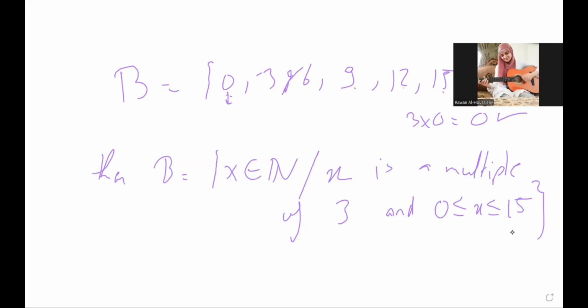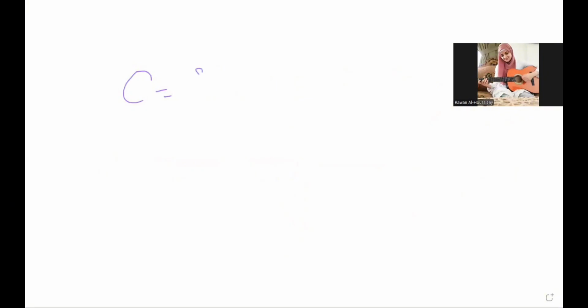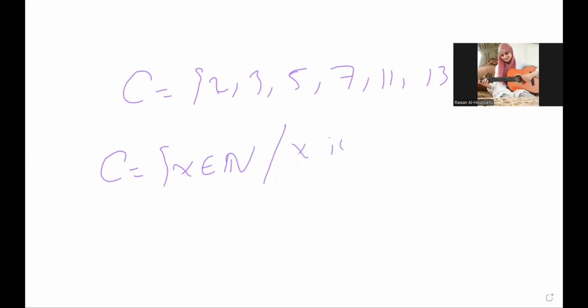Okay. The last example about comprehension form. C is 2, 3, 5, 7, 11, and 13. So these numbers are the prime numbers. They are divisible only by 1 and by themselves. So here for C, x belongs to N such that x is a prime number. Is it enough? Of course not. Why? Because, for example, 17 is a prime number but it is not in the set C. So C does not contain all the prime numbers. So I need to specify between which numbers, and x is between 2 and 13, and it is a prime number here. Okay? So this is the comprehension form.